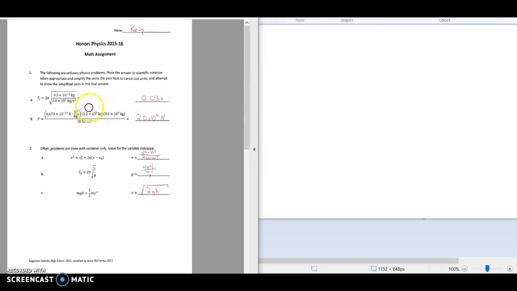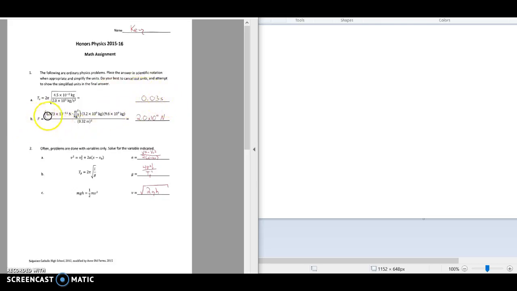For number 1, it's just a straight plug and chug in your calculator. For the units, let's take a look at what cancels out. So here we have the kilograms that cancel out. This is divided by second squared. So that can go on top, and the square root of second squared is second.